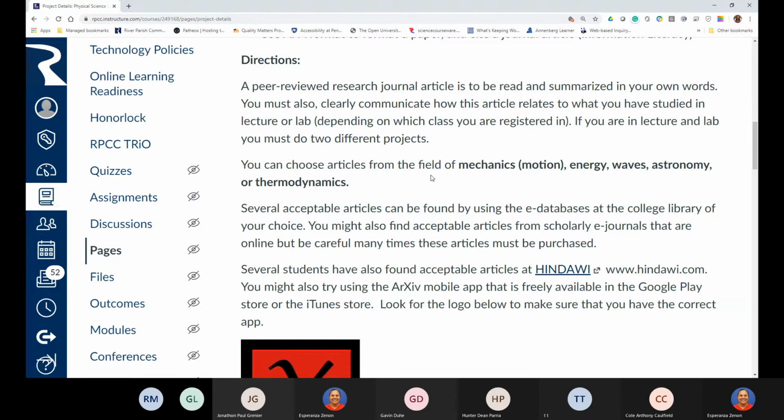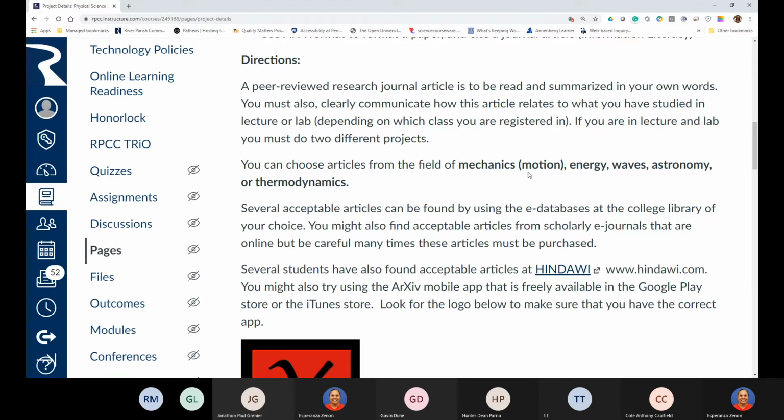So what kind of topics can you deal with? You can choose articles from the field of mechanics, which is motion, which is a big part of what we study in this class, energy, waves, astronomy, or thermodynamics. These are the topic areas. So the article has to have some connection to these topics. And let me be very clear, this is a science class. I don't want history articles. I don't want philosophy articles. I don't want economics articles. I don't want articles that deal with diseases and things like that. I want an article that approaches these topics from a physical science or physics perspective, because that's what this class is about.